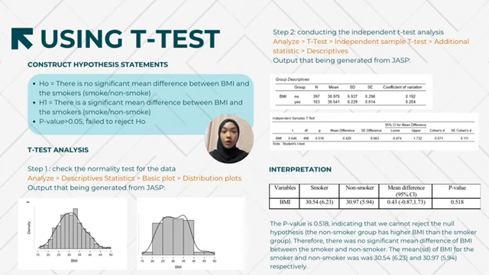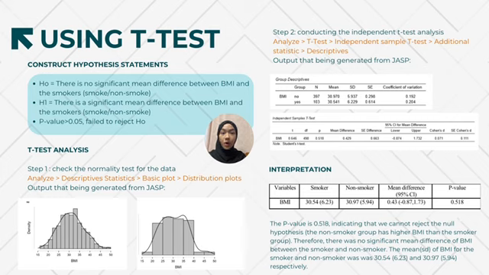So our first step was checking for normality using a distribution plot. This helped confirm whether the data met the assumption for a t-test. Once confirmed, we proceed with the independent sample t-test using JASP. We also request descriptive statistics to better understand the data.